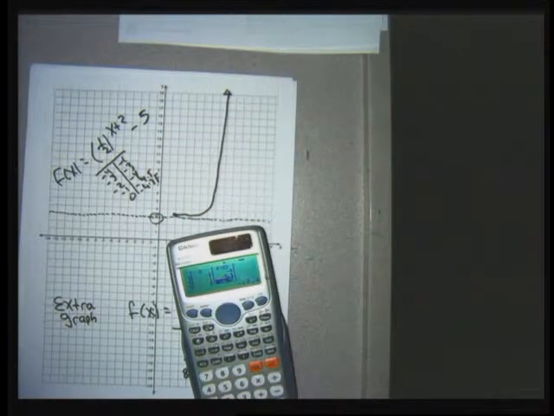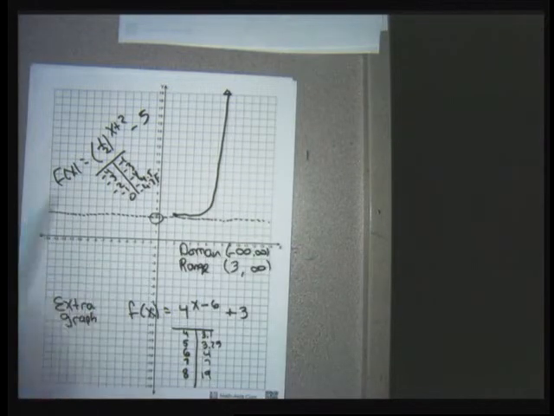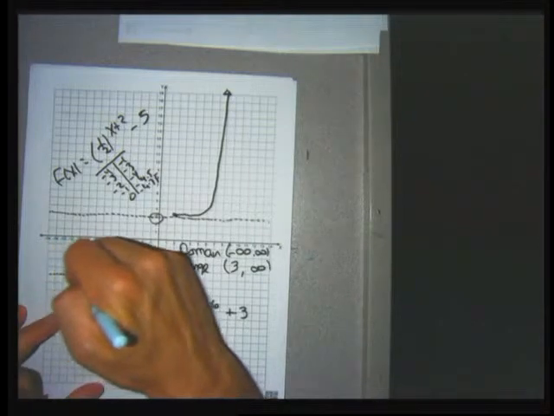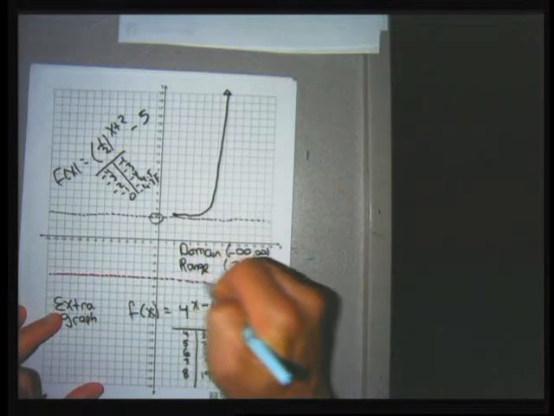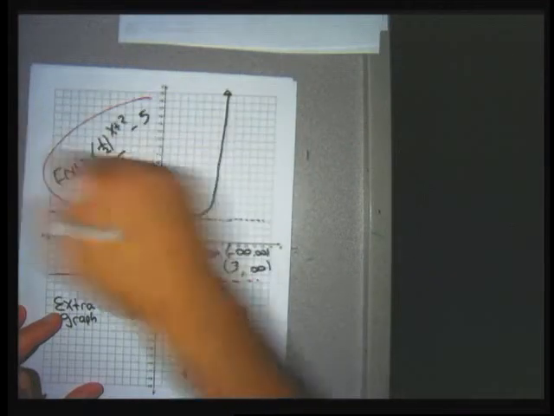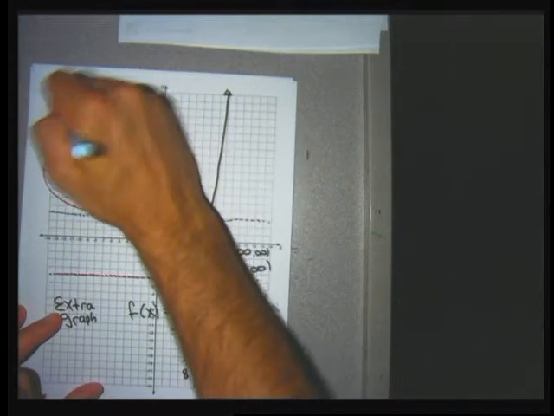Since I'm here, I might as well just do this. I'm going to do it on the same graph. I'll just make it a different color. So what this graph would look like is it would bottom out at negative 5 on the y-axis.